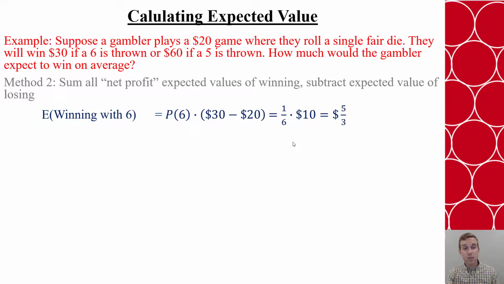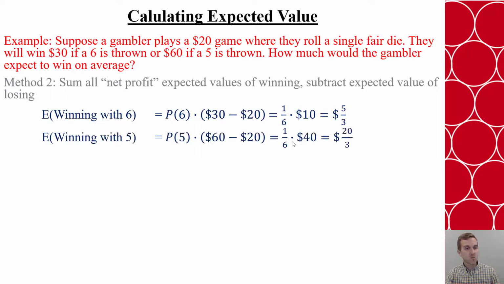Same thing when we look at winning with a 6. It's not winning $60, it's winning 60 minus the 20 that was needed to play. So really, it's winning $40. And that would simplify to 20/3. And again, keep the fractions, it will make it more accurate in the end.